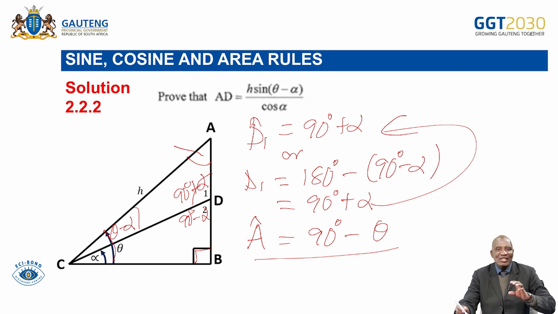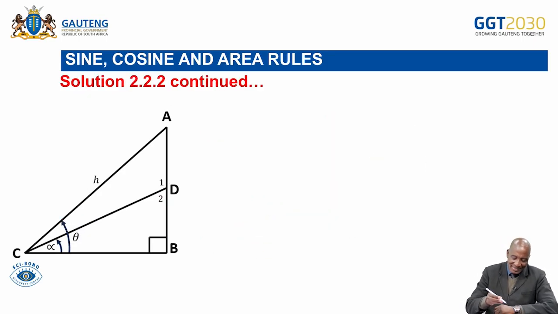But the examiner is saying, show that AD equals h sine theta minus alpha divided by cos alpha. How would we show that? We are going to go back to this diagram. We have already found this angle here. We are saying it's 90 degrees plus alpha. This one is theta minus alpha. Then this one here is 90 degrees minus theta.